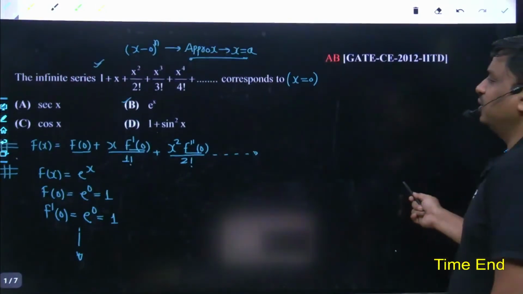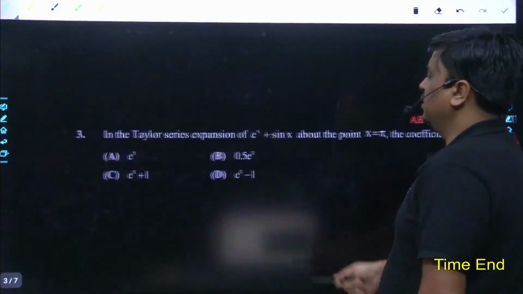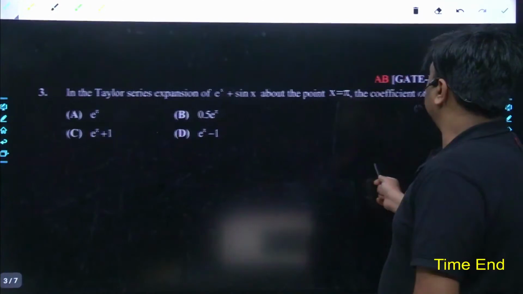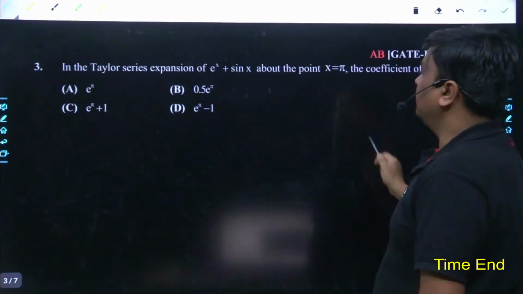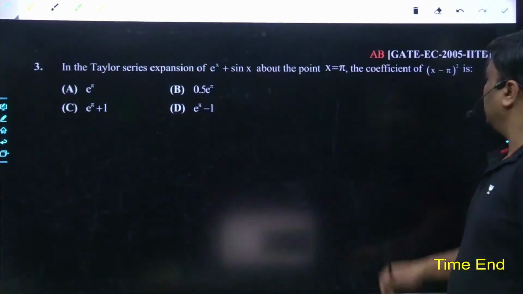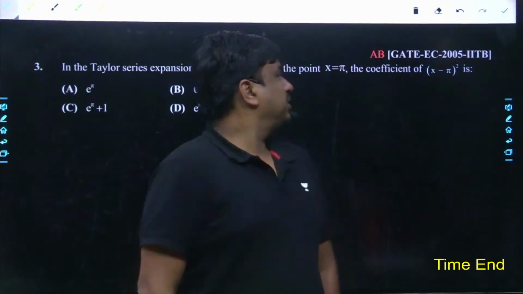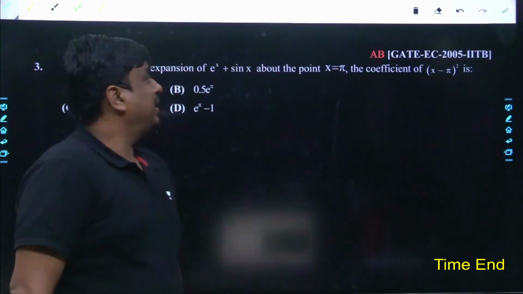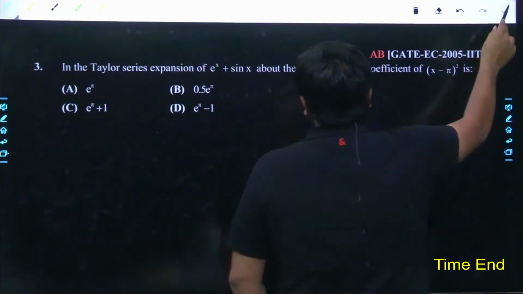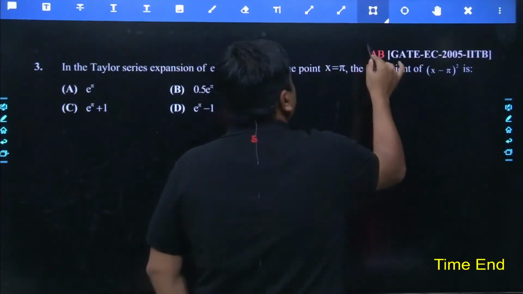Two questions we have already taken, the infinite series, the first question and the second question. Let me go into the third question as well. See what has been happening, my dear friend. This time a different kind of question is taken, and this question appeared in GATE Electronics, year 2005. The question was framed by IIT Bombay. Read the problem carefully and tell me what could be the best answer over here.